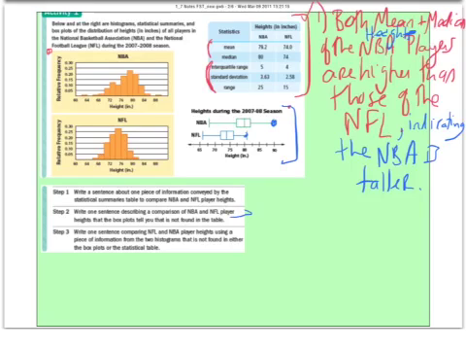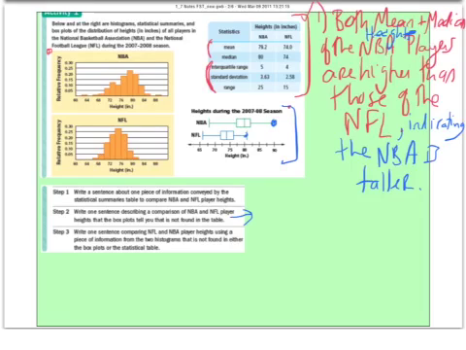So I'm not going to write it down, but let me say it. One sentence describing the comparison of these two. Again, we could say the tallest NBA player at 90 inches is much taller than that of the tallest NFL player at approximately 82 inches tall.